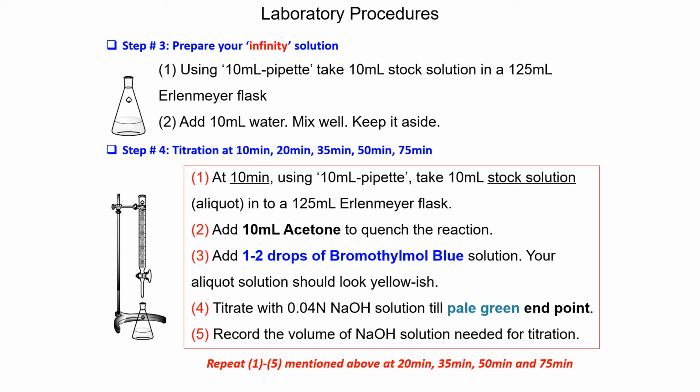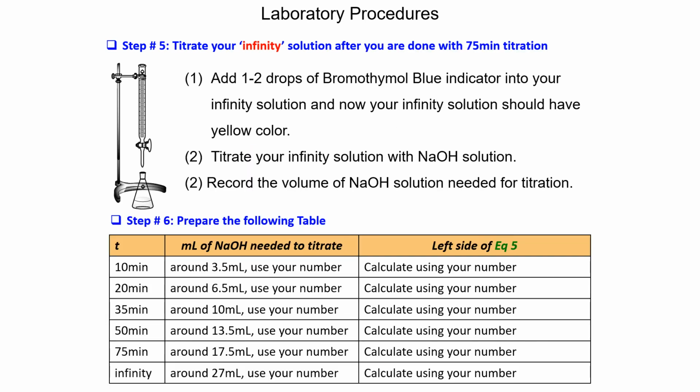The experiment is simply to do this at different times: you do this when our stock solution from step 2 reaches 20 minutes, and then you do the same at 35, 50, and 75 minutes. The 75 minutes is the final time, where all the tert-butyl chloride is consumed and hydrogen chloride is fully formed.